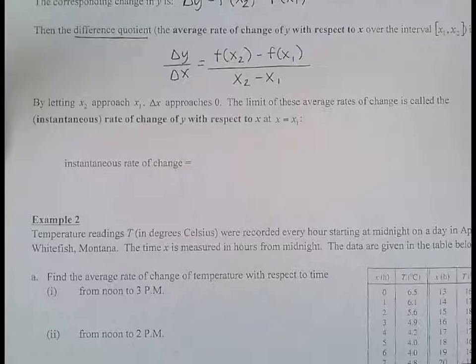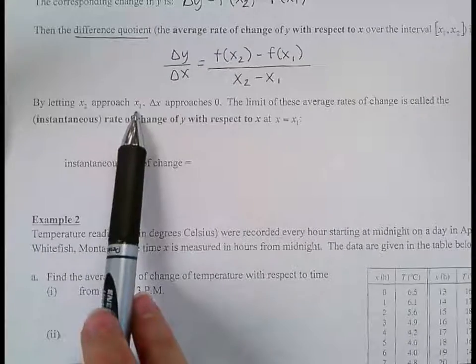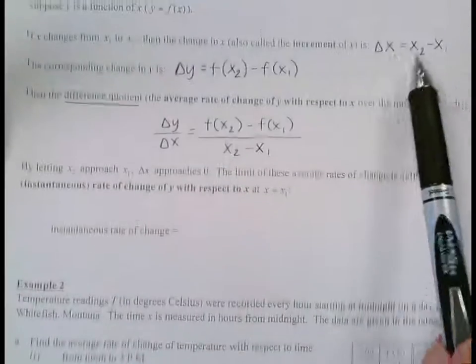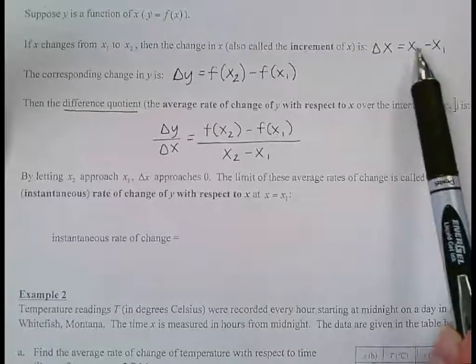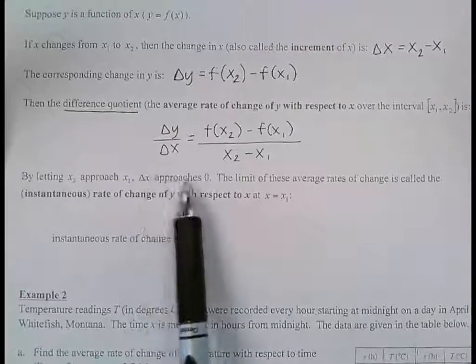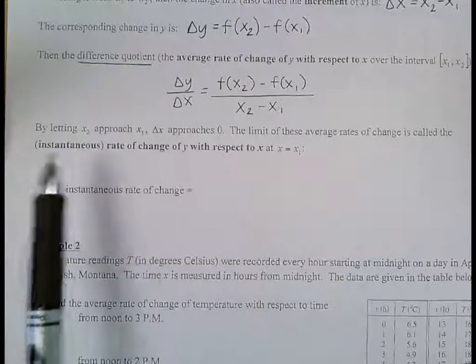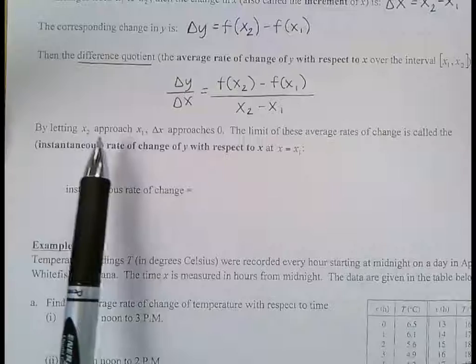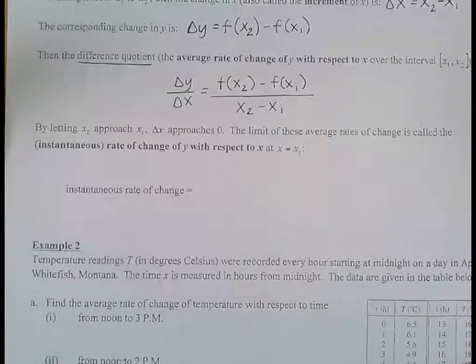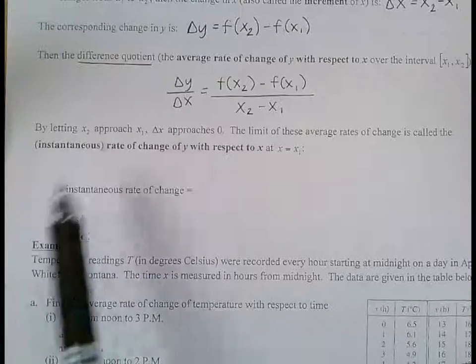And then with an average rate of change, as we've seen with the slopes of secant lines and average velocities, if we let x sub 2 approach x sub 1, so as x sub 2 gets closer to x sub 1, then this change in x would become smaller and smaller. It would approach 0. And the limit of these average rates of change is called the instantaneous rate of change of y with respect to x. And I have instantaneous in parentheses. If they just ask you to find rate of change, that's implied instantaneous rate of change. Otherwise, if it's average rate of change, it will say average in front of it.